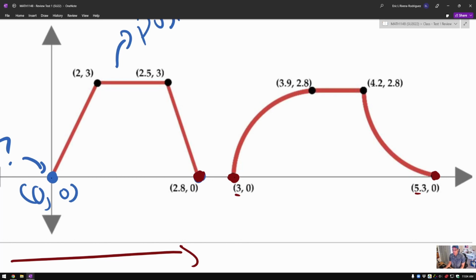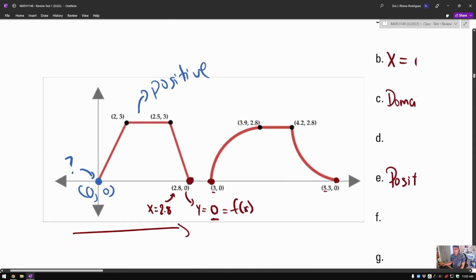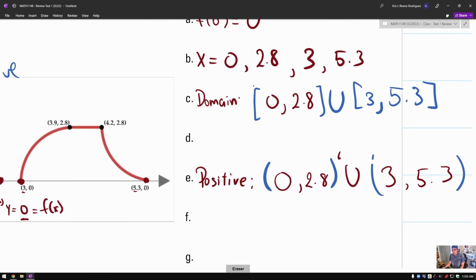This is the point that we're talking about, where x is equal to 2.8 and the y value is equal to 0. That is the f of x value, or the value of the function. We cannot include 2.8 as well, because if we include 2.8 as part of our solution, we are going to be wrong, because the value of the function at that exact point is 0. It is not positive. That is why we need to also close this interval with a parenthesis. Perfect.